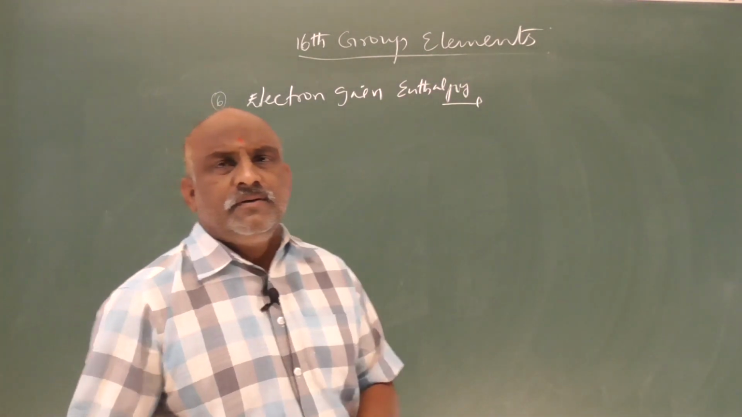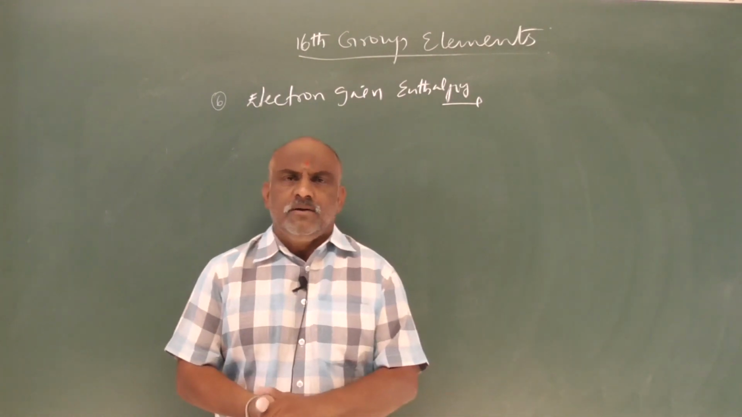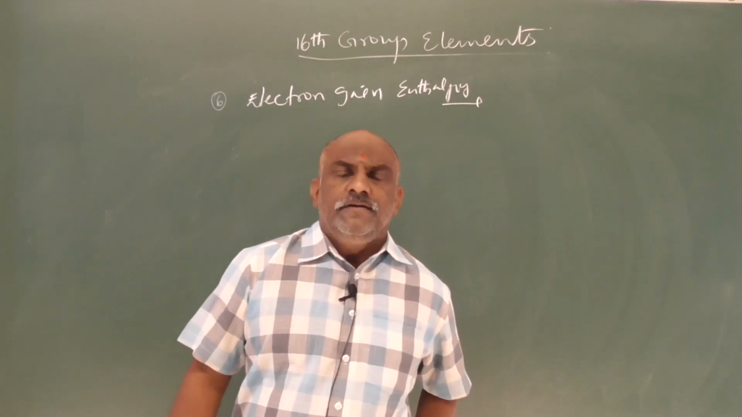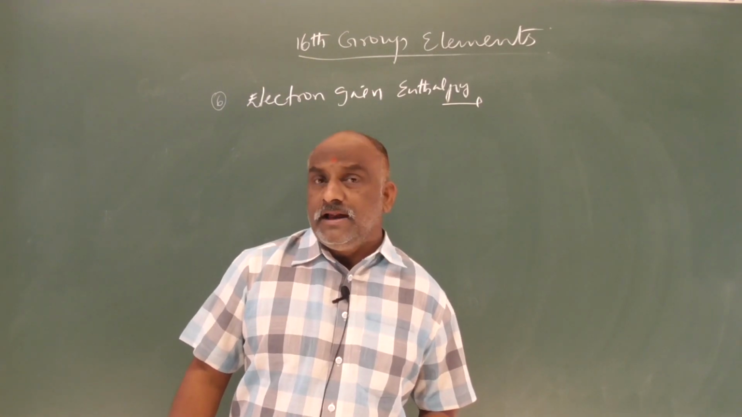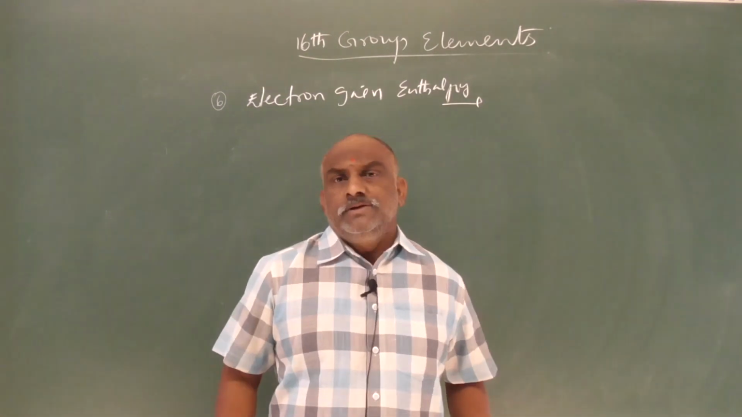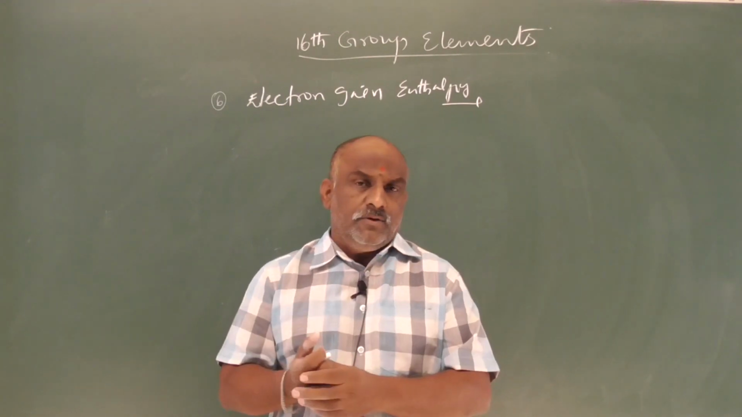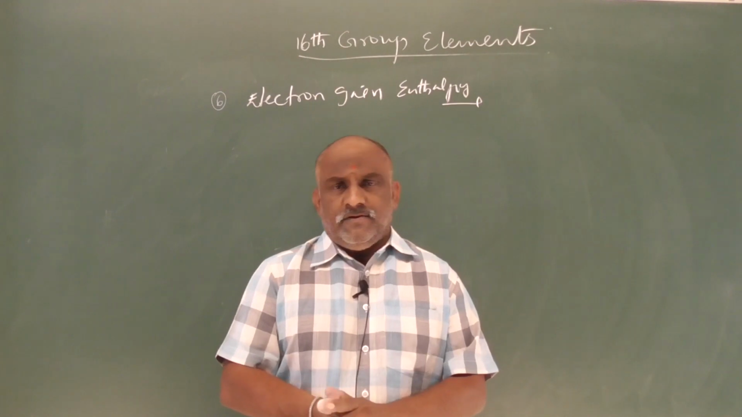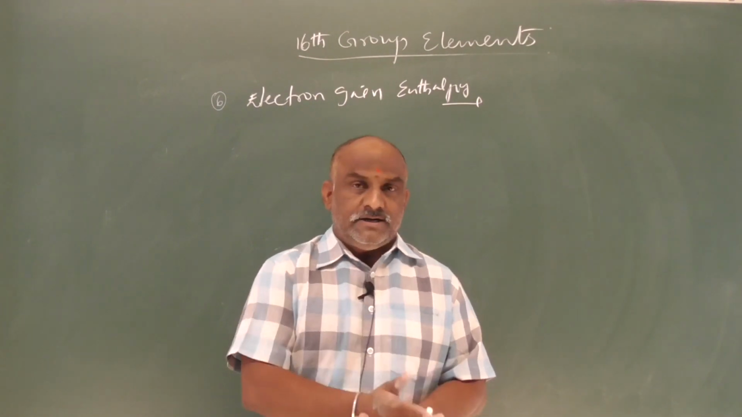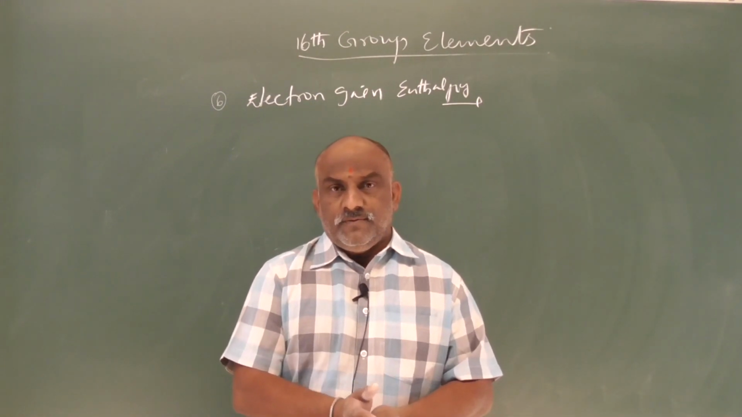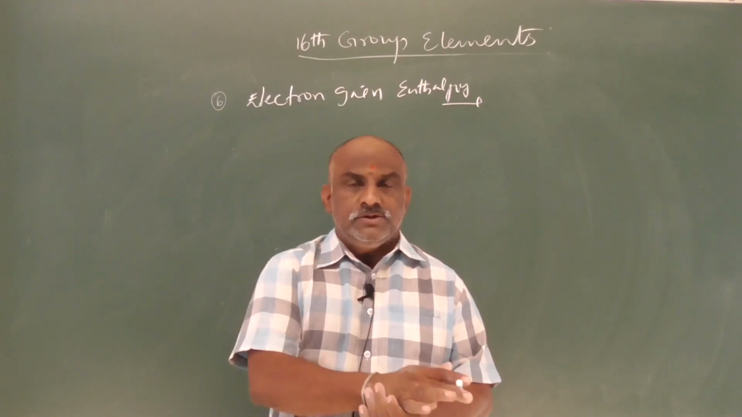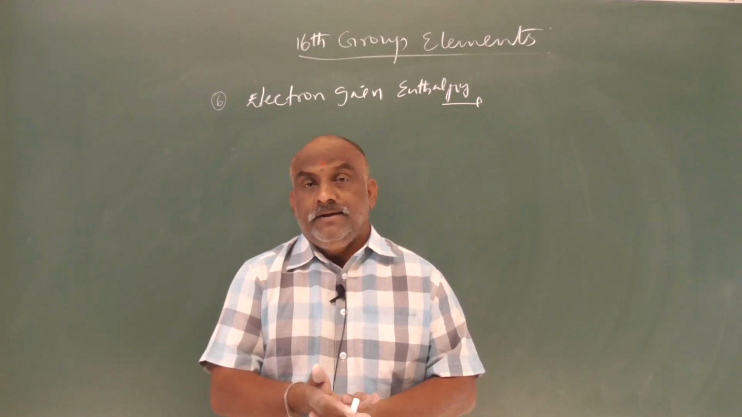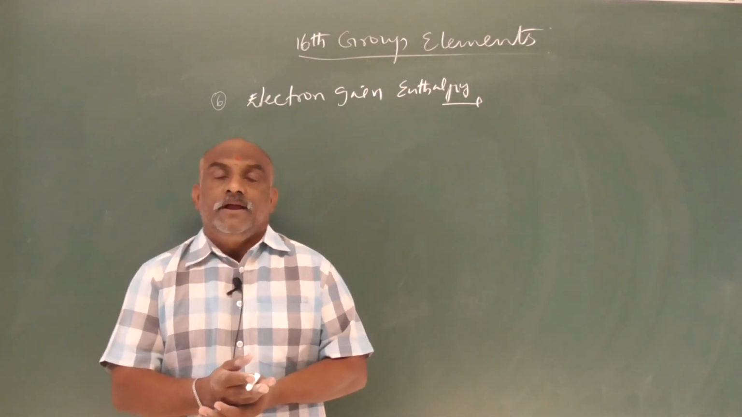Electron gain enthalpy is the complete reverse of ionization potential. Ionization potential is the removal of an electron from the outermost shell: how much energy is required to remove an electron from the outermost shell of a neutral atom. Electron gain enthalpy is the addition of one electron to the outermost configuration: how much energy is liberated is said to be electron gain enthalpy.